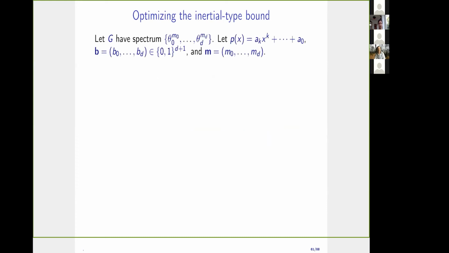How are we going to optimize this? We are going to write down a mixed integer linear program. We are going to be using the spectrum of a graph which considers only distinct eigenvalues. So we are going to have variables of size d plus 1. Our goal is to find this polynomial p of x. So our variables are actually the coefficients of such a polynomial, which has at most degree k, but also this b, a binary vector of size d plus 1, which is going to be controlling the multiplicities of the graph, as we will see in a second.